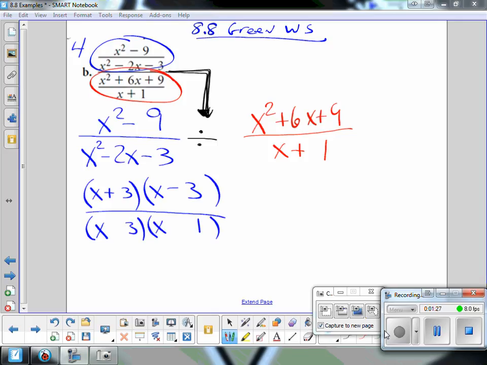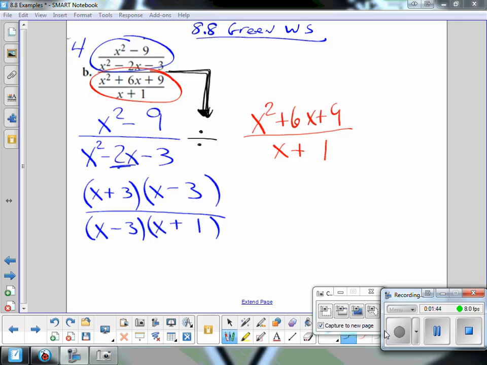3 times 1 to make the 3. Now it needs to be negative, so 1 needs to be plus, 1 needs to be minus. Since the middle is negative 2x, we give the negative sign to the bigger number, 3. So that's the factoring on the bottom.